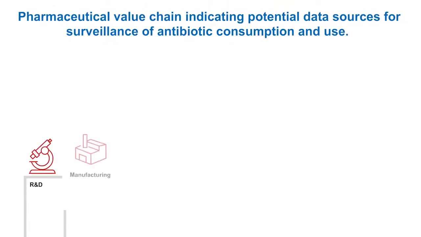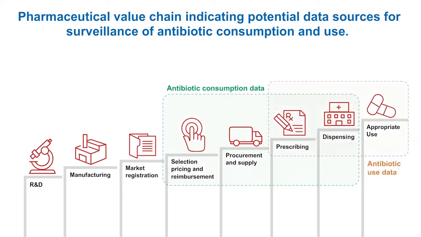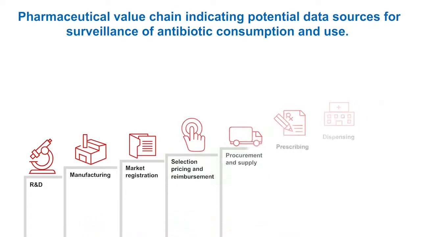Here is an image of the pharmaceutical value chain indicating potential data sources for surveillance of antimicrobial consumption and use. For example, antibiotic consumption data can be collected from procurement or dispensing sources. Each type of data has advantages and disadvantages.